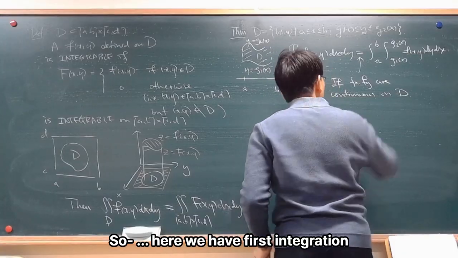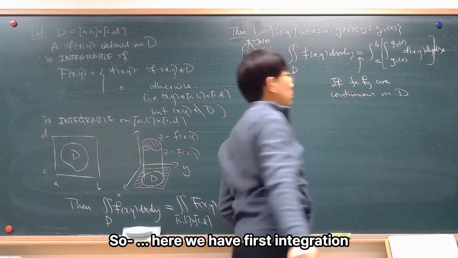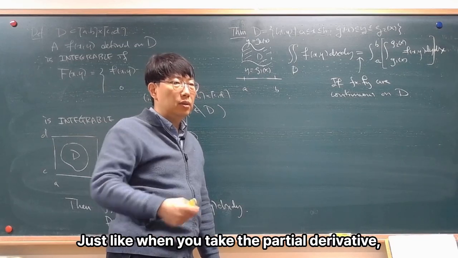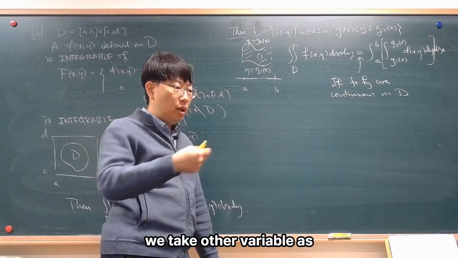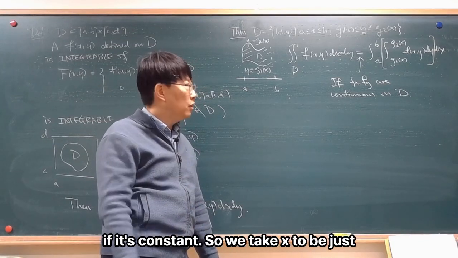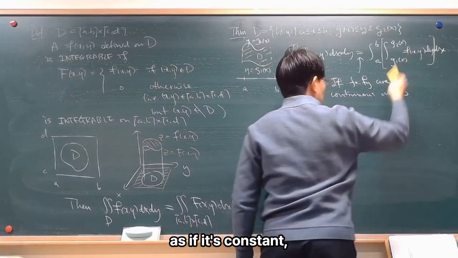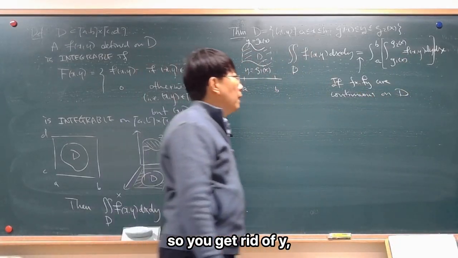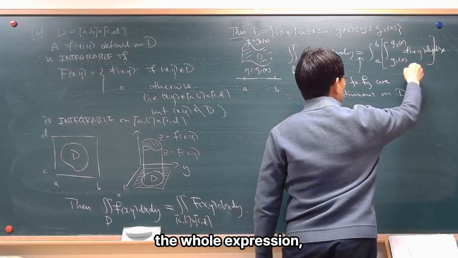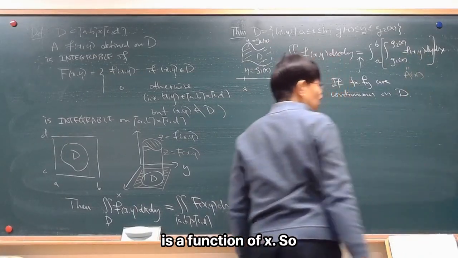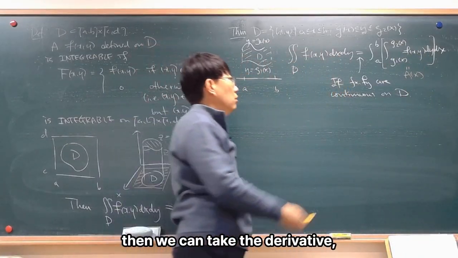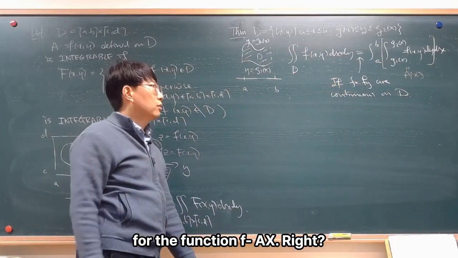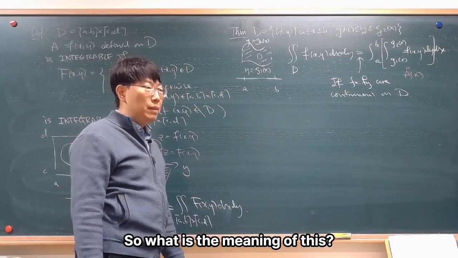Here we first integrate by y, assuming x is constant, just like when you take the partial derivative, we take the other variable as if it's constant. So we take x to be constant, integrating in y, so we get rid of y. Then the whole expression, let's say this is A(x), is a function of x. So then we can integrate in terms of x again for the function A(x), whatever that is. What is the meaning of this?